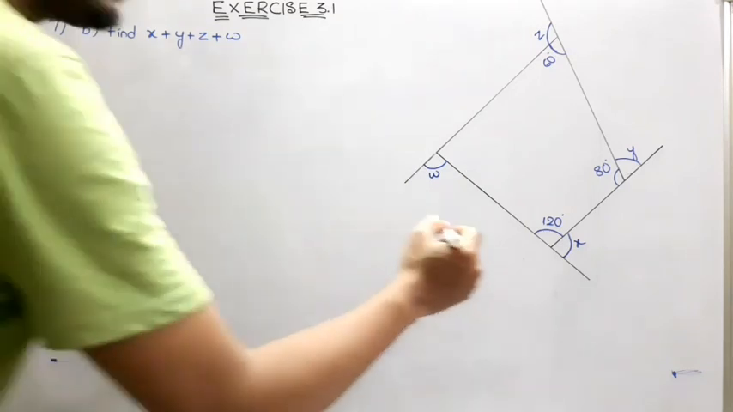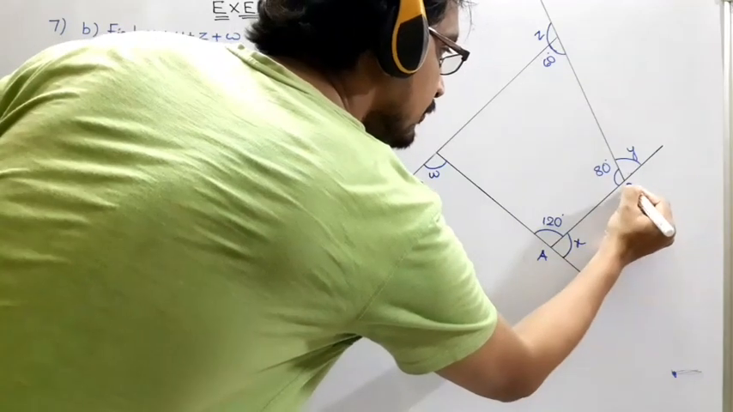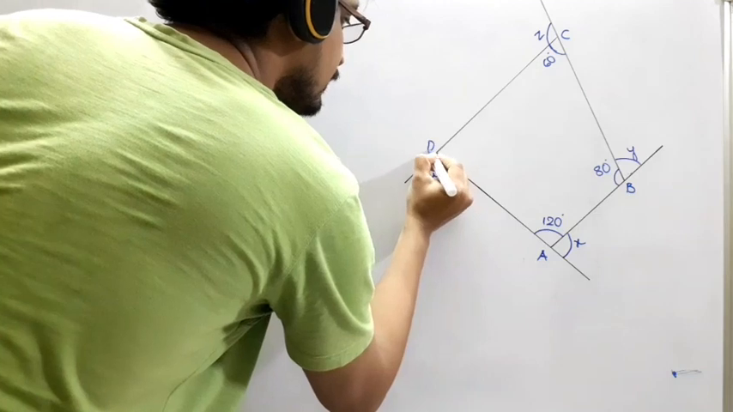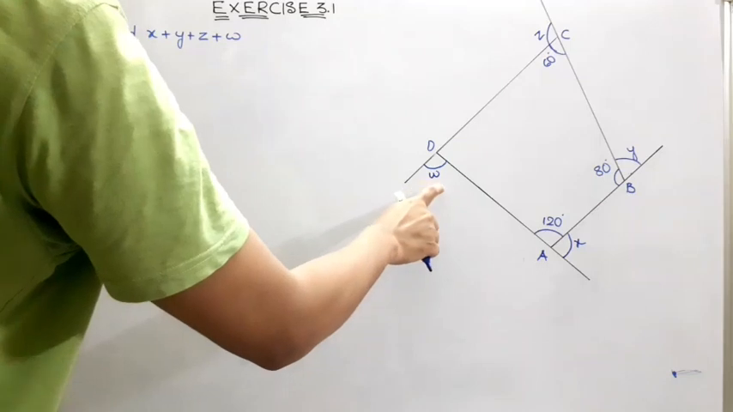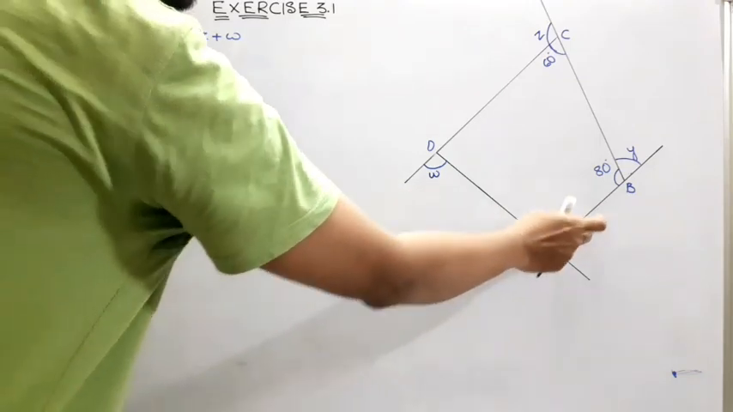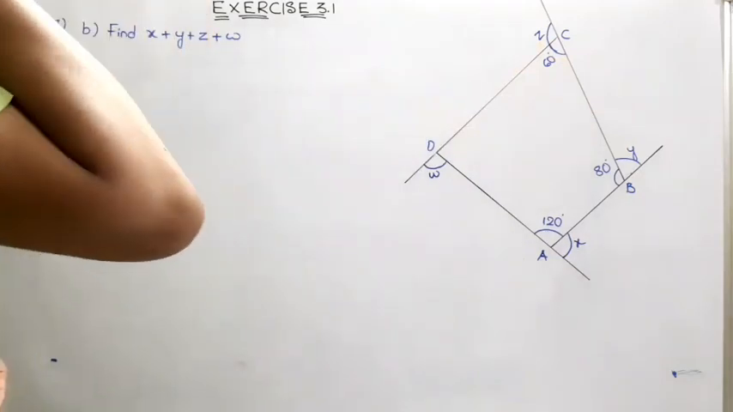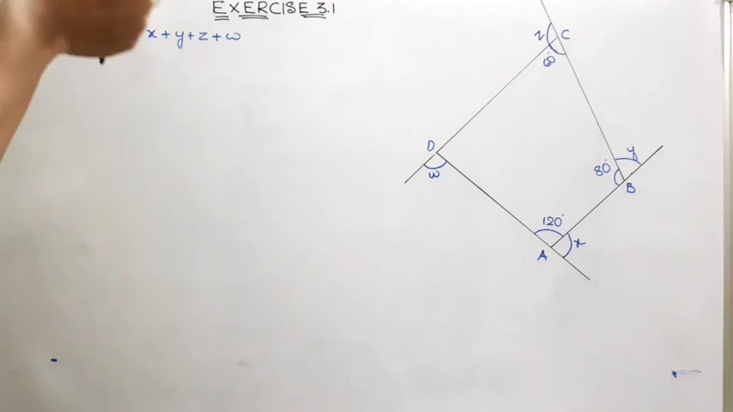Just for convenience, let us name the quadrilateral A, B, C and D. For the quadrilateral ABCD, X, Y, Z, W are the exterior angles. They are asking us to find the angle measures of these exterior angles X, Y, Z and W, and thus add the respective angle measures to get the answer.